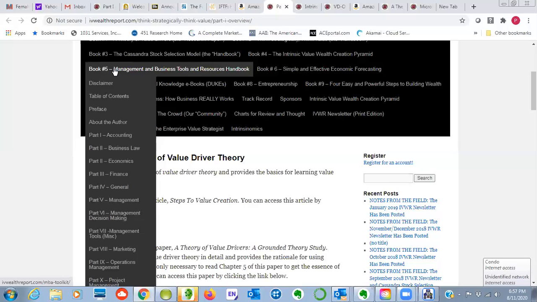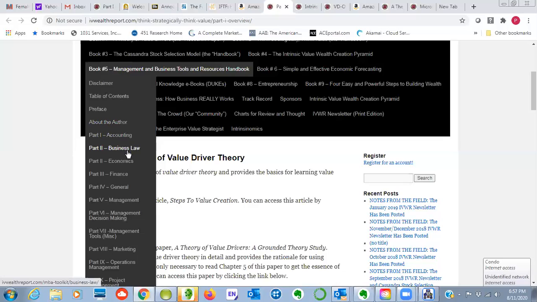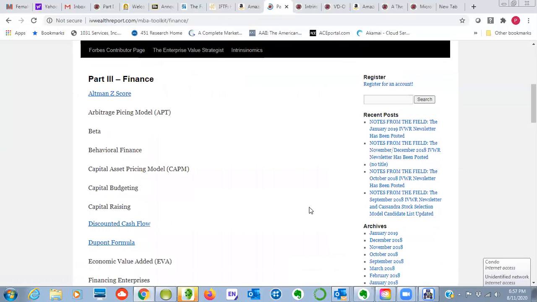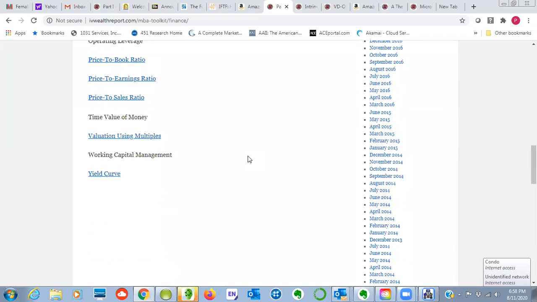And so what I did was, with each different subject, I won't go through each one of these, but let's take finance, for example. If I click on part 3, finance, then under finance, what I tried to do is be all inclusive with concepts that one should know. So you should know the Altman Z-score, which we talked about in this class, actually. That was part of Amazon's book. And the arbitrage pricing model, beta, behavioral finance, so all of these different topics.